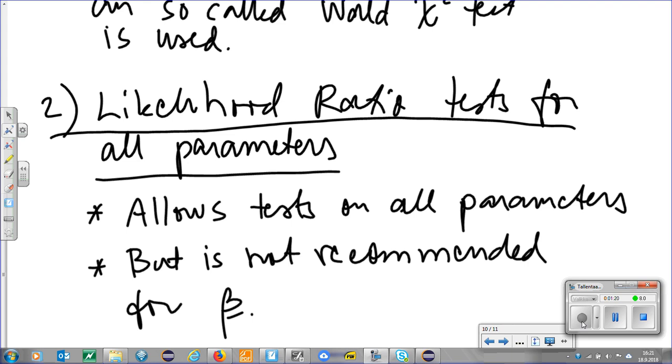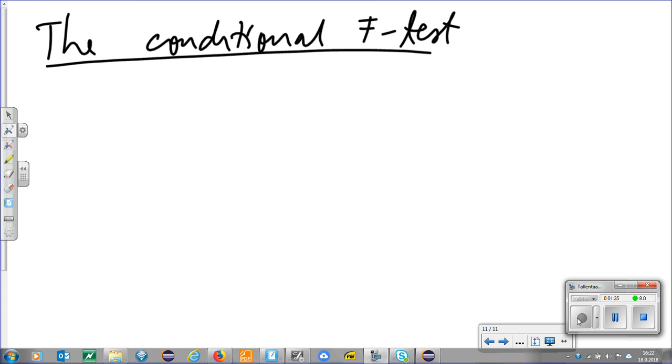The reason for that is that in some situations, they are badly anti-conservative, so they give very low p-values, even though there are no true effects. So let's take a closer look at this conditional F-test for regression coefficients.